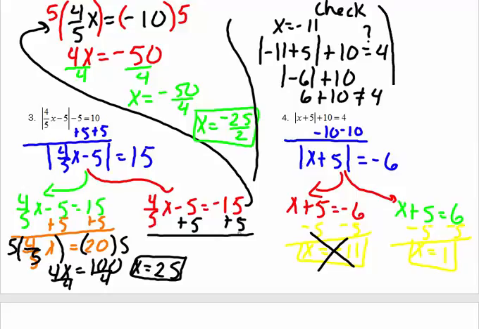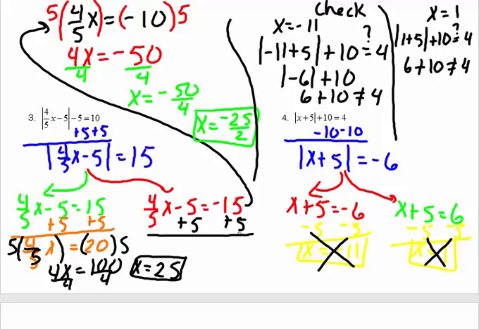Well, let's check x equaling 1. Again, going back into the original, we're going to have the absolute value of 1 plus 5, close the absolute value, plus 10 is supposed to equal 4. 1 plus 5 is 6, and the absolute value of 6 is 6. 6 plus 10 does not equal 4. So that answer does not work either. So therefore, since neither answer works, I have a no solution.